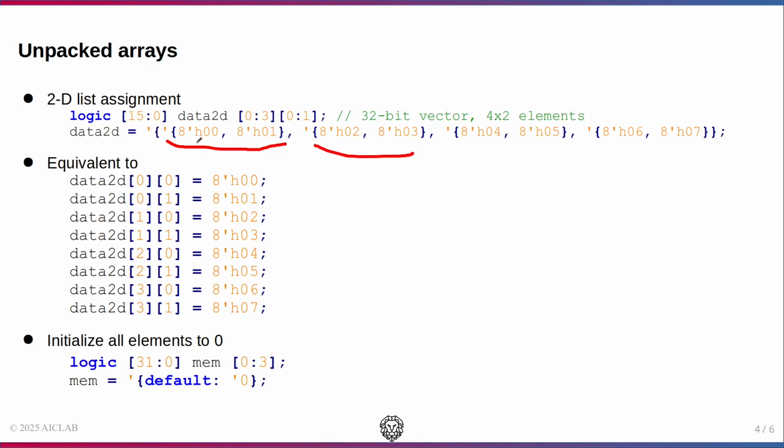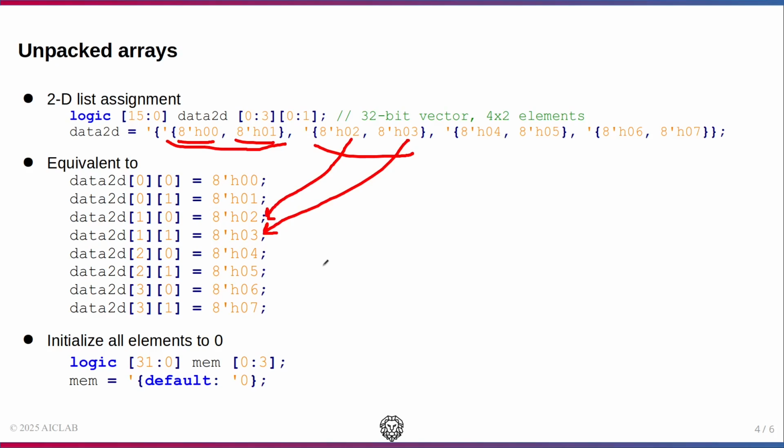And row 0, column 0 gets the first value, column 1 gets the second value. Also, it shows in this example. So row 1, column 0 gets this value, row 1, column 1 gets this value, and so on.